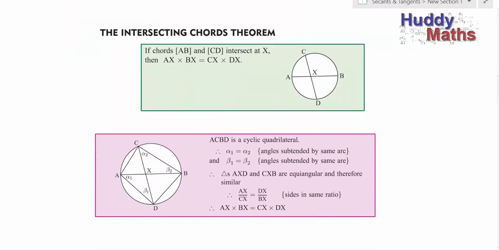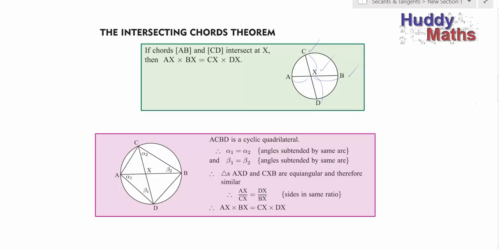The intersecting chords theorem. If chords AB, joining 2 points on the circumference, and CD intersect at X, see that, then AX times XB equals CX times DX. Oh, how would you get a multiplication out of a deductive situation? How could you deduce that?